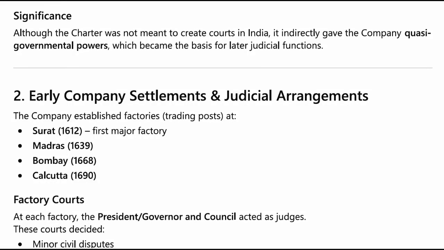What was its significance? The charter did not aim to create courts in India, but indirectly gave the company quasi-governmental powers, which were the basis for later judicial functions.